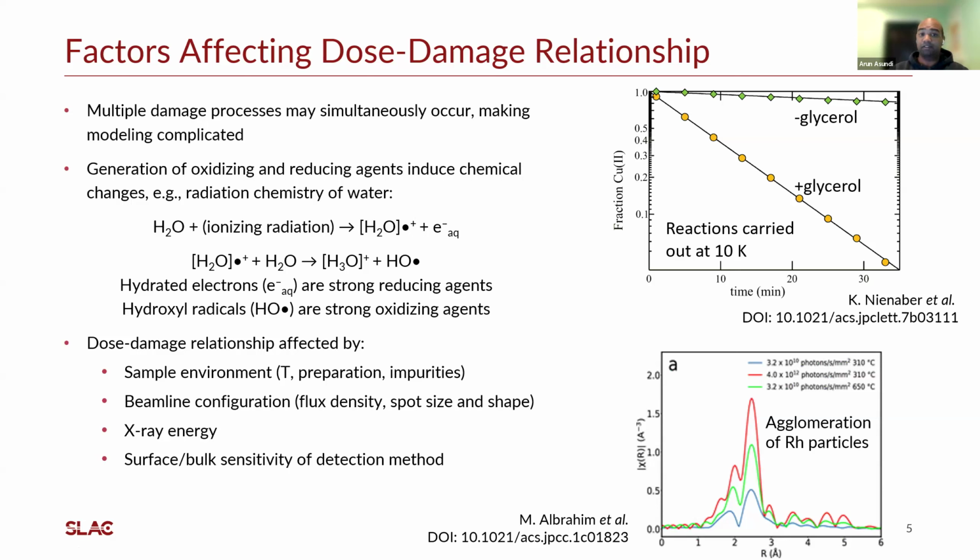The X-ray energy also relates to the absorption cross-section with higher absorption at lower energies, and thus beam damage tends to be more severe in the soft and tender X-ray regimes. And finally, the detection method can play a role. For instance, if a beam damage process alters the surface of a sample more than the bulk, this will be more readily observed using a surface-sensitive detection method.